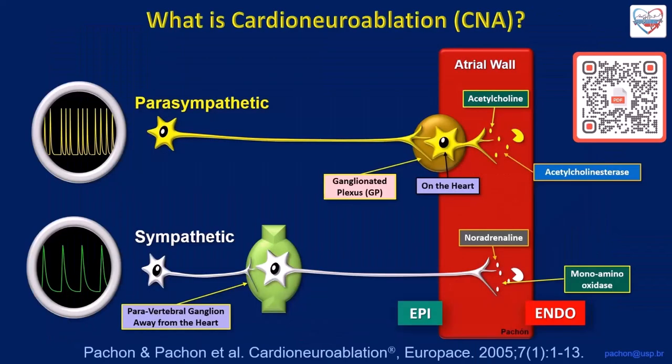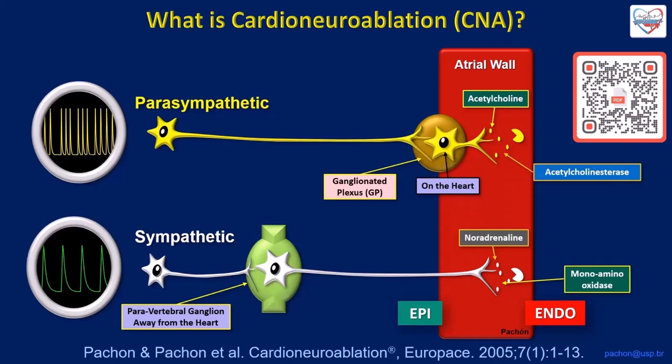What is cardioneuroablation? Let's see some basic concepts. We created the cardioneuroablation in the 90s and gave it this name to make the technique easier to be understood. The aim was to get vagal denervation by endocardial radiofrequency ablation.